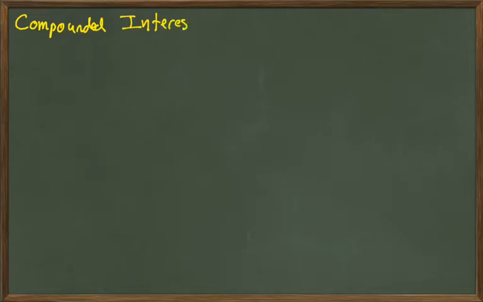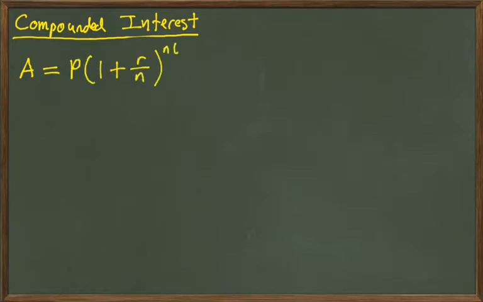We're going to be earning interest on top of interest. The formula is A equals P times the quantity 1 plus R over N, raised to the NT. So be careful, this exponent here is an N and then a T, not an R and a T, so be a little careful there.